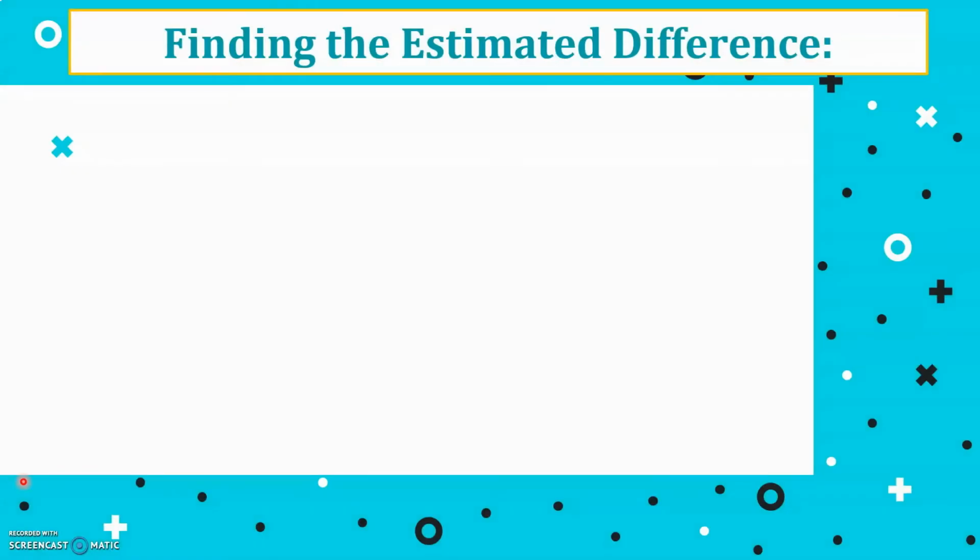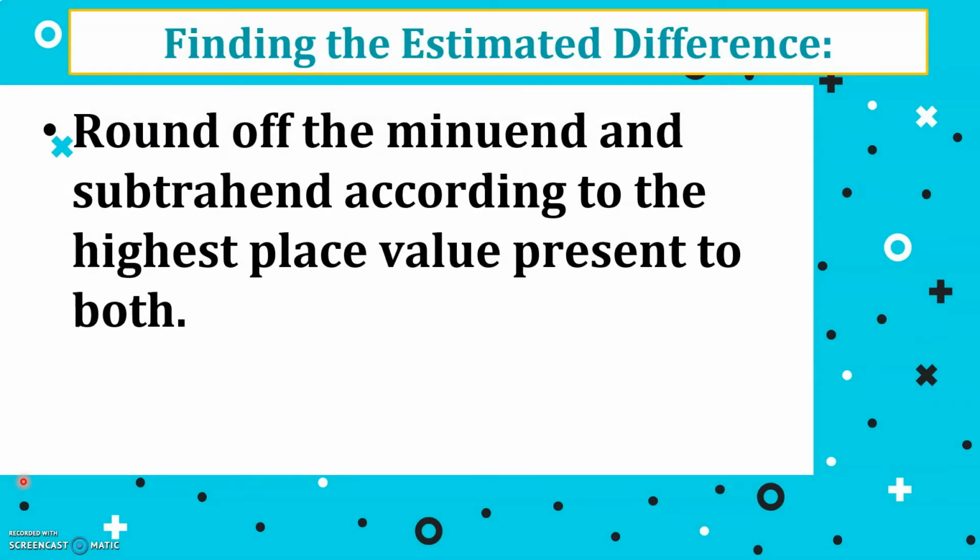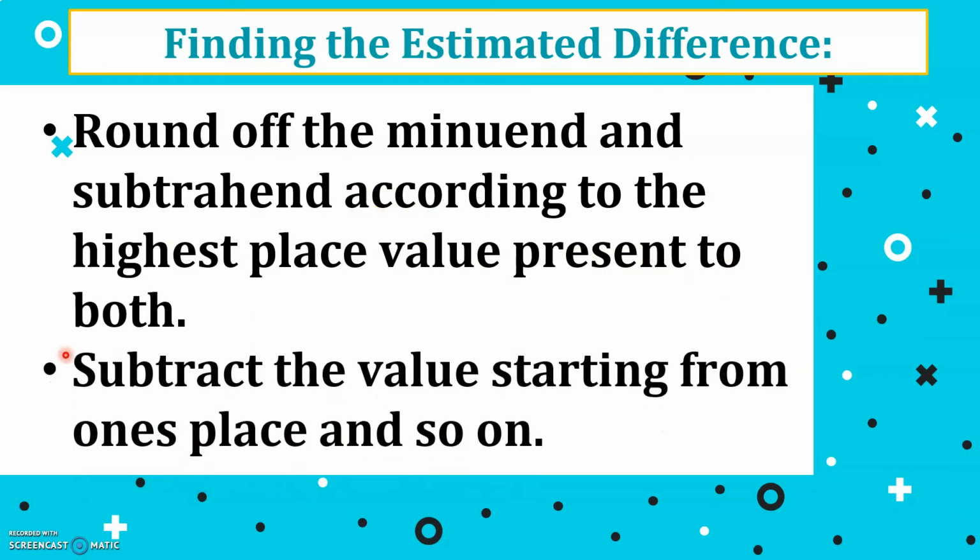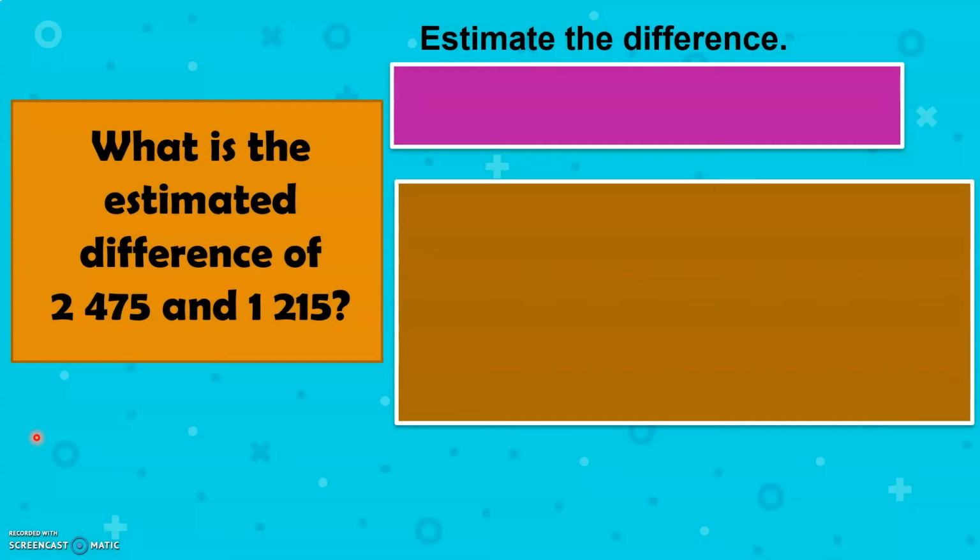To find the estimated difference, first, we will round off the minuend and subtrahend according to the highest place value present in both. Remember, if we are rounding off the minuend and subtrahend, it will be according to the highest place value present in both. Then after that, we will subtract the values starting from the ones place and so on. Okay, so let's have some examples.